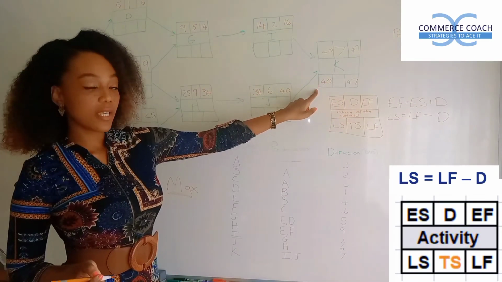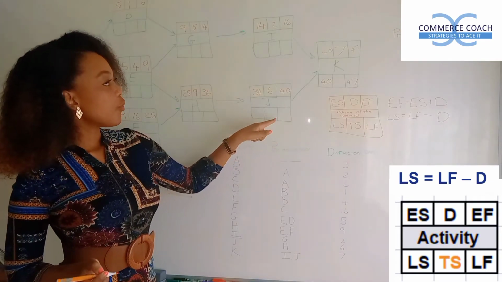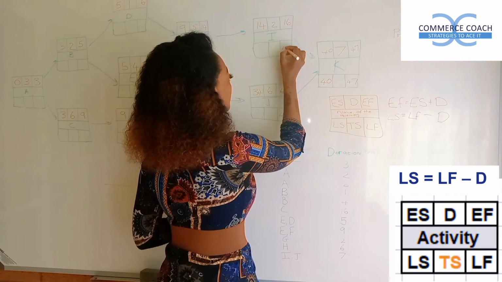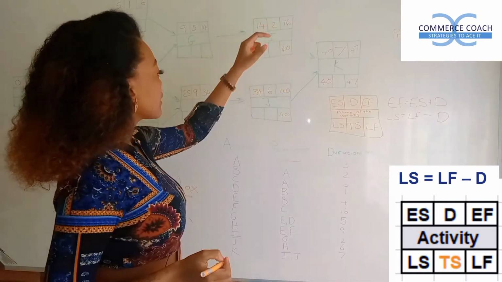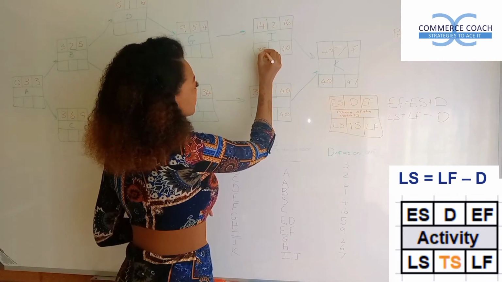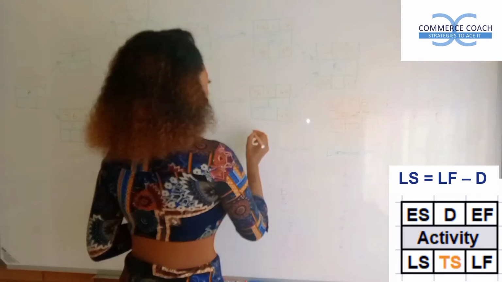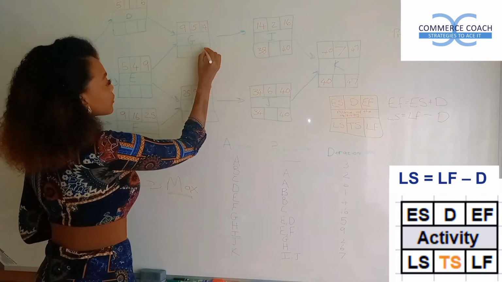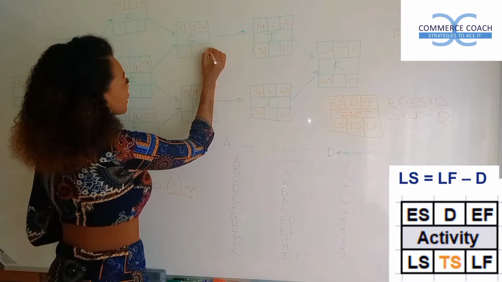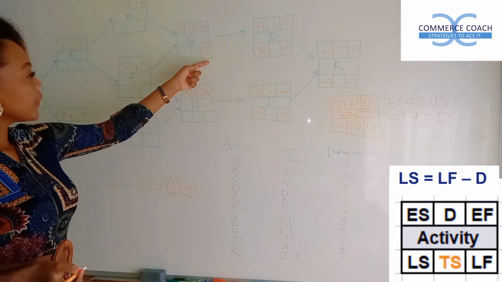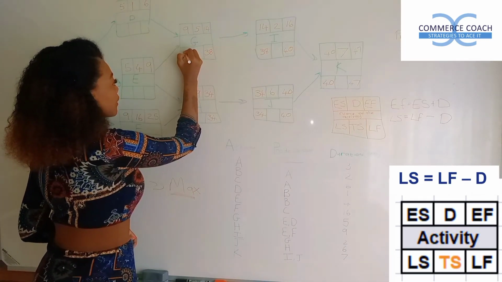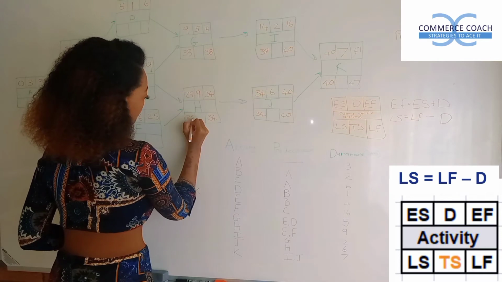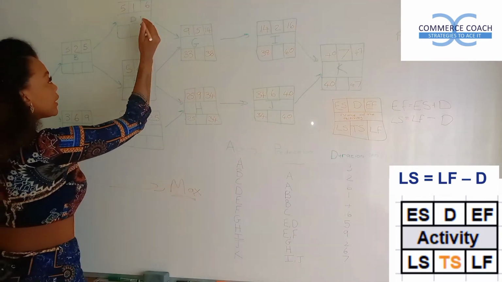So the late start for K is going to become the late finish for J and I. So we'll move 40 over here. And we're going to say 40 minus 2 equals 38. And 40 minus 6 equals 34. Okay, so we're going to move 38 over here. And we are going to say 38 minus 5 equals 33. And 34 minus 9 equals 25. Okay, now we're going to take 33 and move it to D.